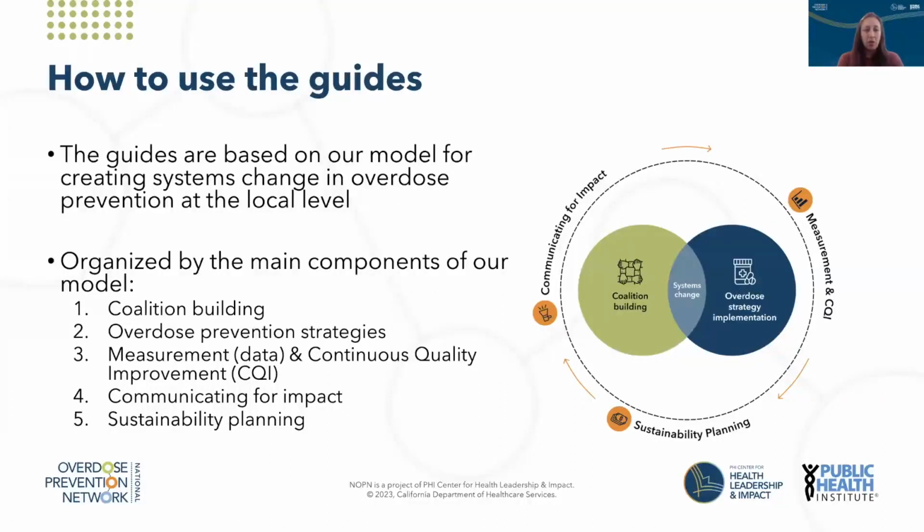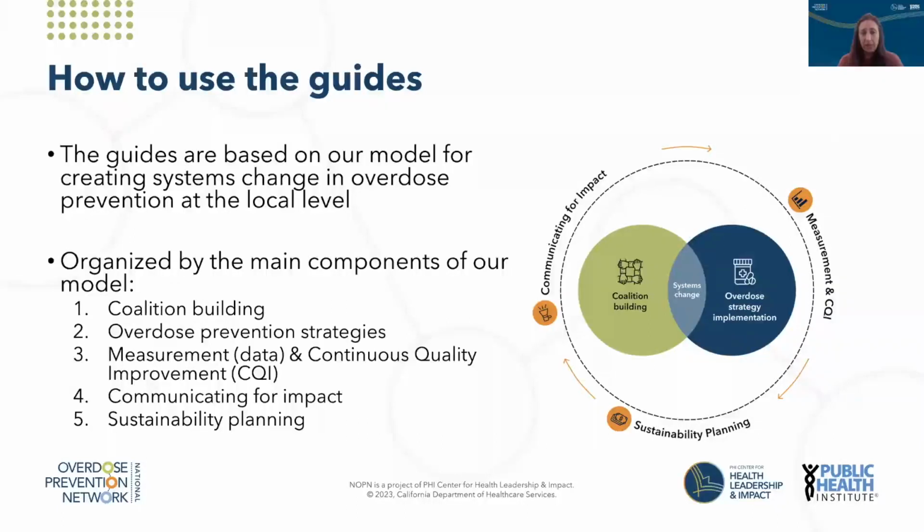So let's go to the next slide and we'll take a look at how the guides are organized. In both the general Overdose 101 and the rural version of the guide, we organized content based on our model for creating systems change in overdose prevention at the local level. And this is a very similar, parallel model that we use for all of our work supporting community-based health efforts through the PHI Center for Health, Leadership, and Impact in the communities we work with across the country. So the diagram you see on the right shows the 5 core components of our model. In the center, you see those 2 overlapping circles.